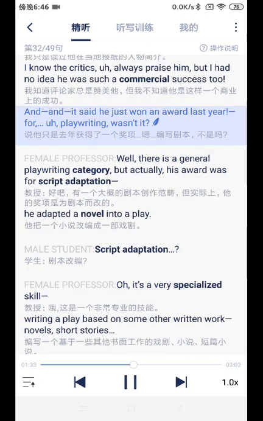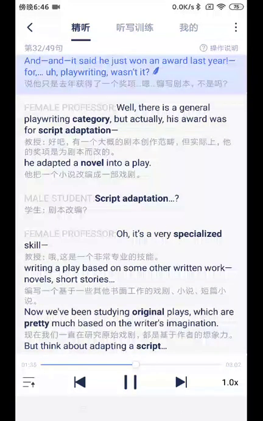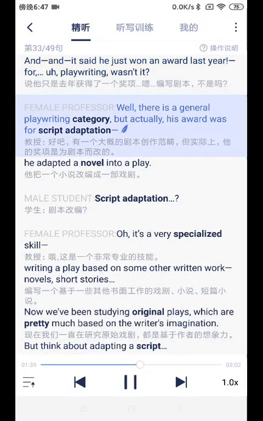And it said he just won an award last year for playwriting, wasn't it? Well, there is a general playwriting category, but actually, his award was for script adaptation. He adapted a novel into a play. Script adaptation? Oh, it's a very specialized skill. Writing a play based on some other written work, novels, short stories.